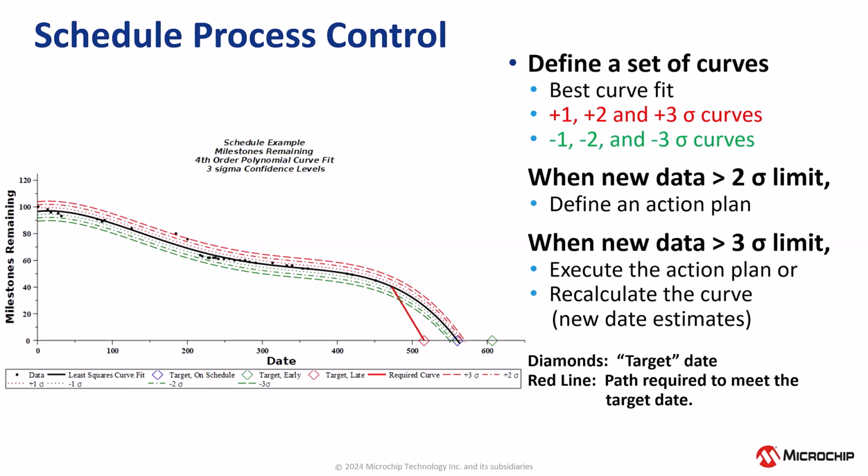The diamonds represent possible target dates, i.e. dates provided by management. The blue diamond represents a target that is within the process control limits, meaning that the estimated date is very close to the desired target date.